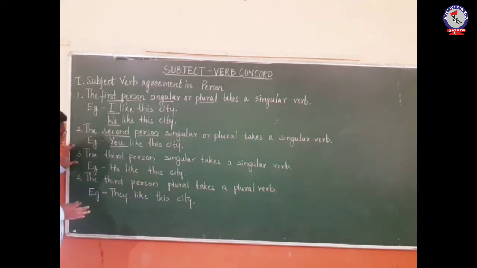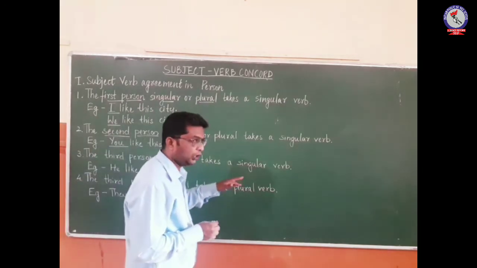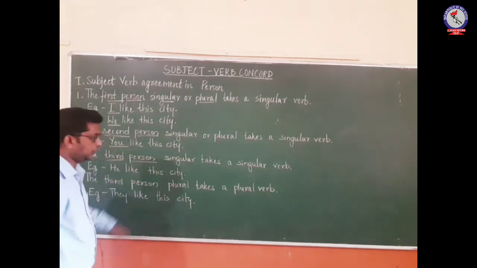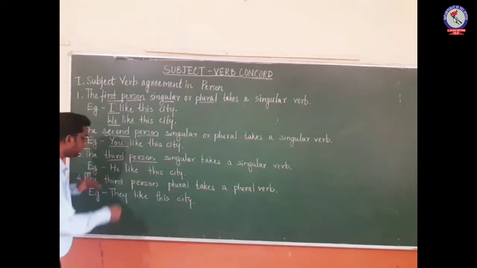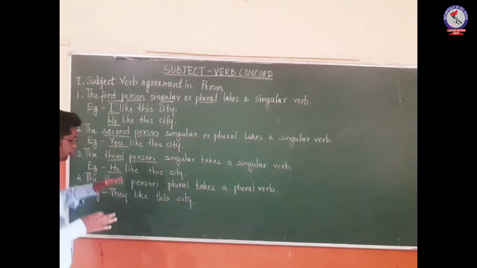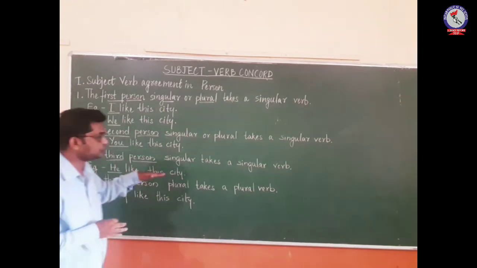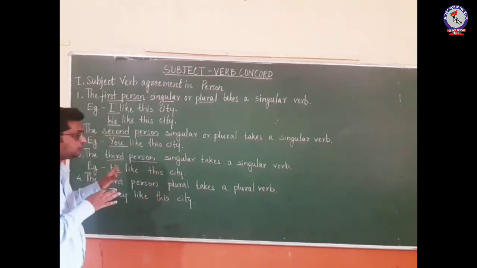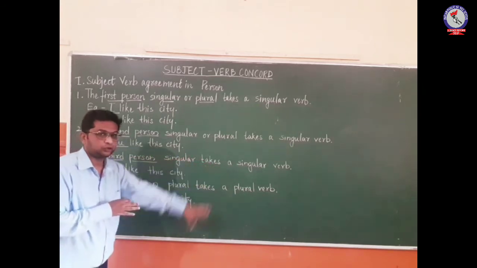Now see the third person. The third person singular takes a singular verb. While using third person, the verb will be singular. He denotes the third person. He likes this city. It will be used with a singular third person and a singular verb.